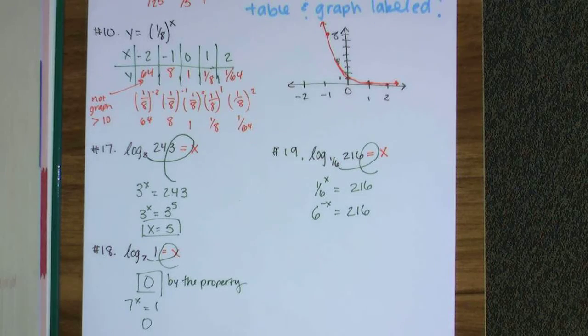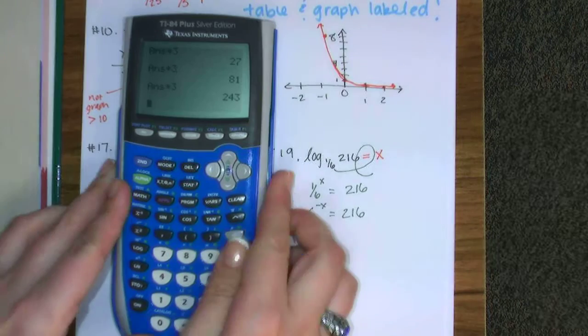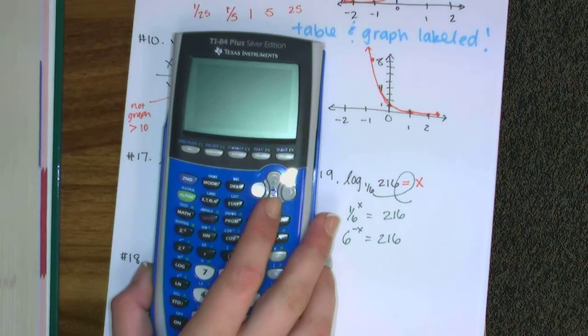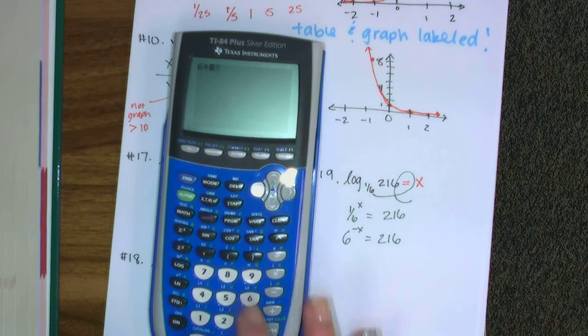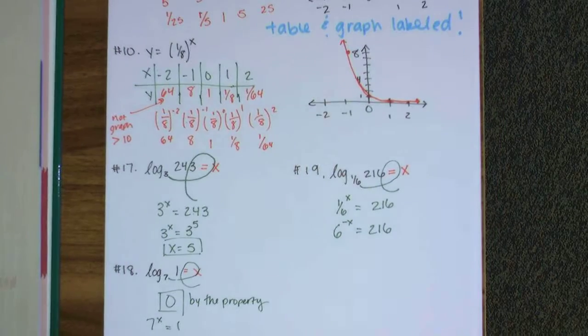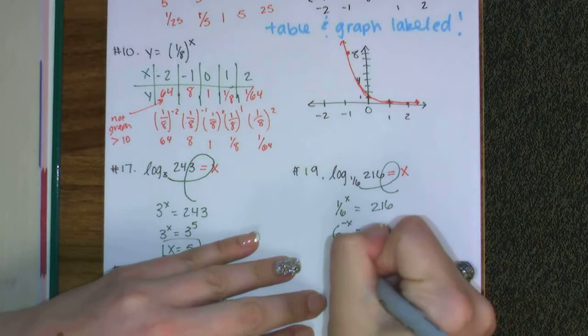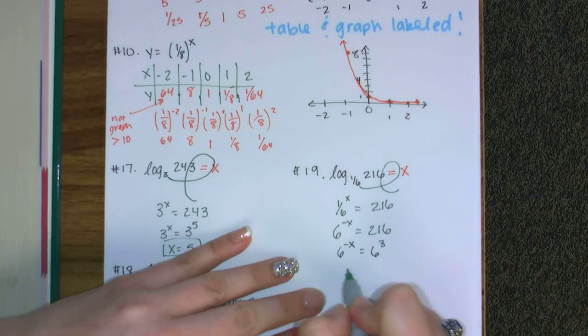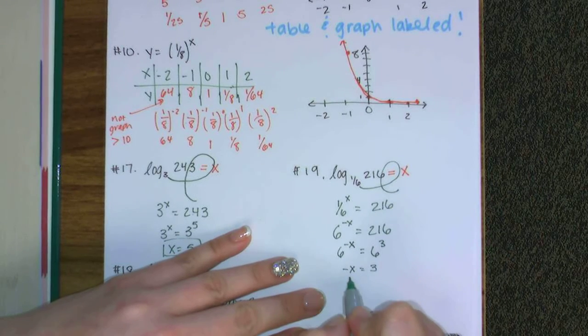Well, I need to know 6 raised to what gives me 216. So let's just try our method here. 6 times 6 times 6. Oh, that's 216. So I can rewrite this as 6 to the 3rd. So 6 to the negative x is equal to 6 to the 3rd. Same base, so negative x is equal to 3. x is equal to negative 3.